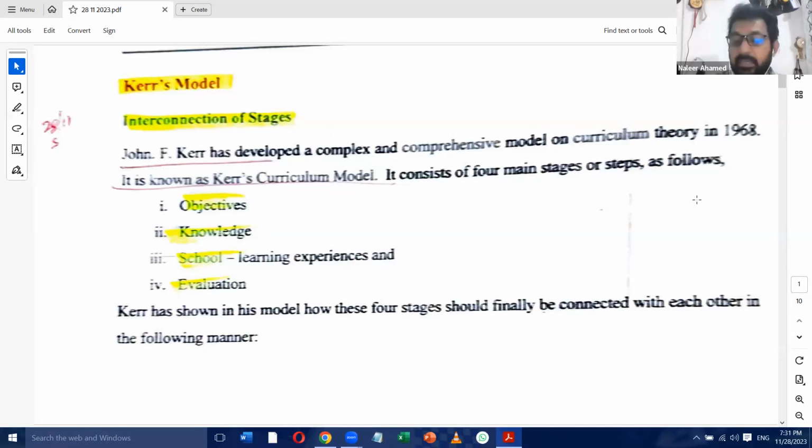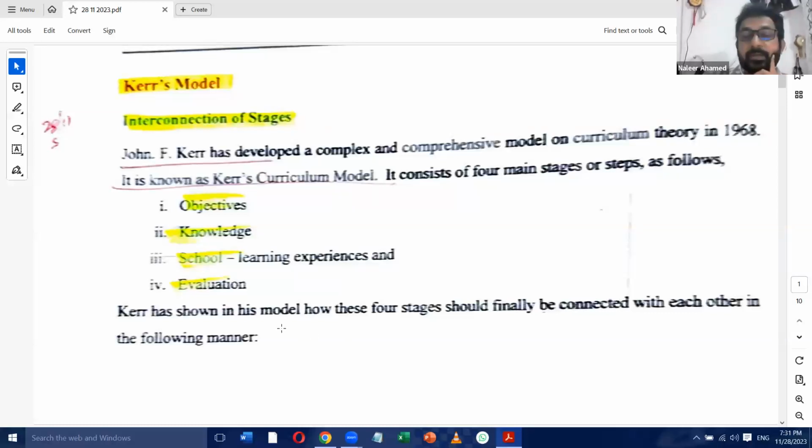When you speak about Wheeler's model, again there are four. The first one is aims, goals, and objectives. The next one is selection of learning experiences. The third one is selection of the subject content. The fourth one is organizing and integrating the experiences. And the final is evaluation. So this is Wheeler's model, a cyclical model. Now we are going to see the next model, Kerr's interconnection of stages.